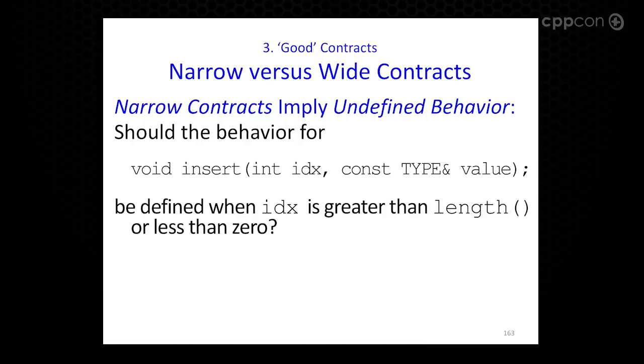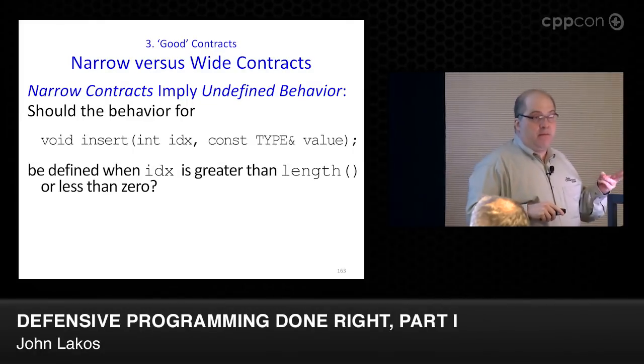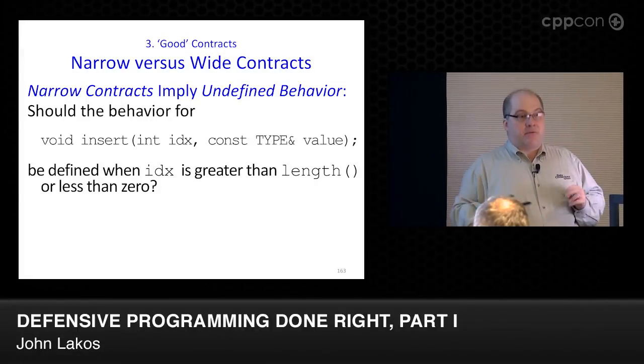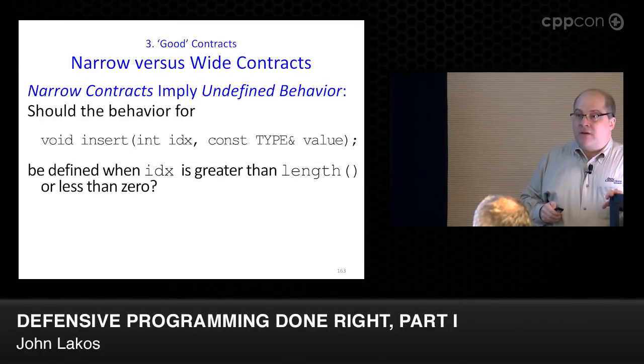Now this is a true story, I swear. What should happen here when index is less than 0 or greater than length? I had two people on the phone with me in the UK, both of them disagreeing with me and disagreeing with each other. What do you think should happen? Okay, throw an exception is not what they suggested.